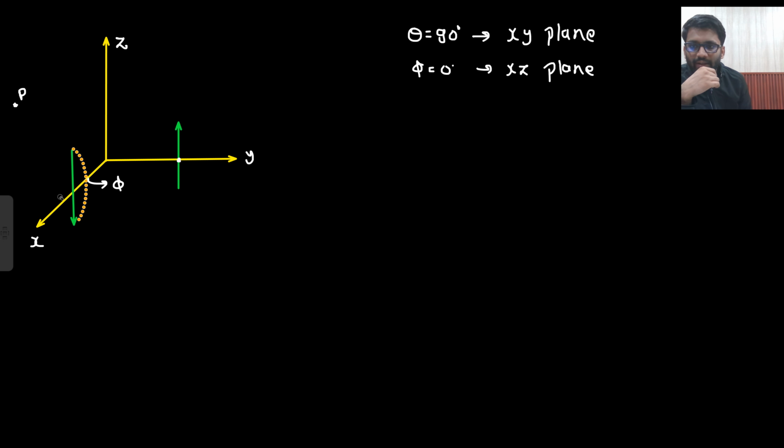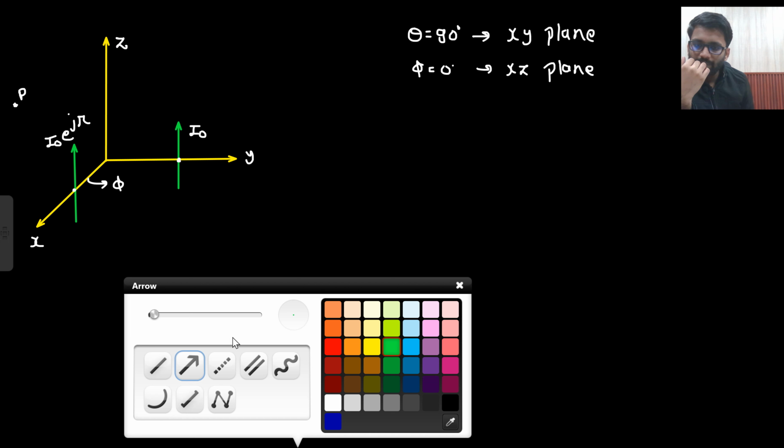If I show this antenna by an arrow upward only, then how can I show it? If I say that this is having a current of I naught, then this will have a current of I naught having a phase of pi or minus pi as well, because pi and minus pi both are the same thing, right?